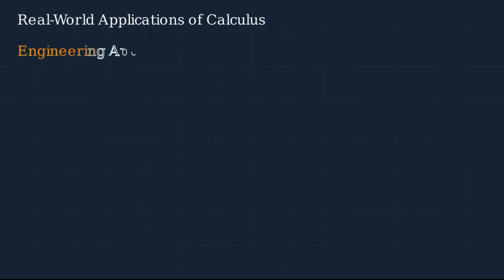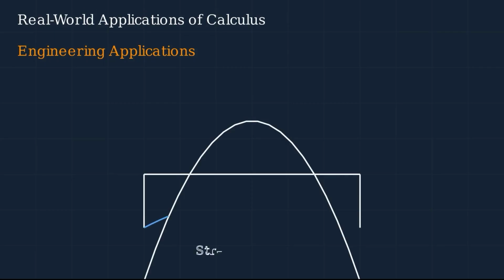In engineering, calculus helps design bridges by calculating stress distributions and determining minimum material requirements. Using calculus, engineers can calculate how stress is distributed across a bridge. The integral of the stress function over the length of the bridge gives the total load it can support.